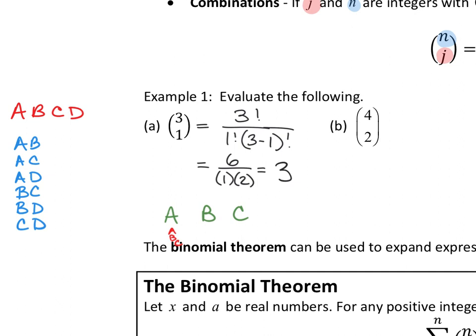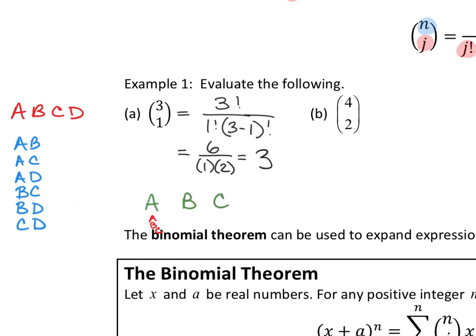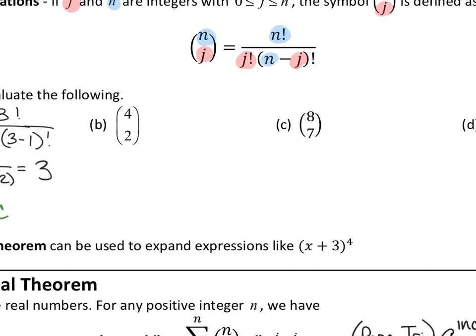So how many did we find? Is that all of them? We found 6. So let's use the formula and make sure that makes sense. That's a permutation, not a combination. So we would have 4 factorial over 2 factorial times 4 minus 2 factorial.